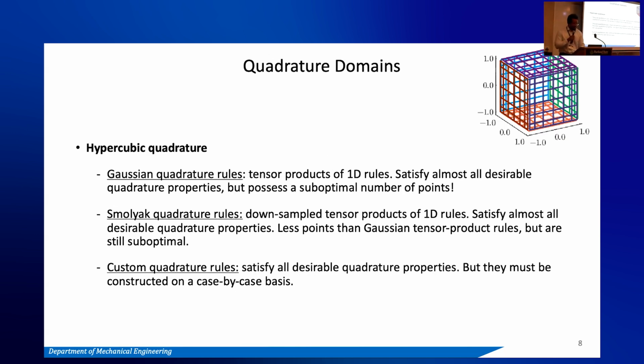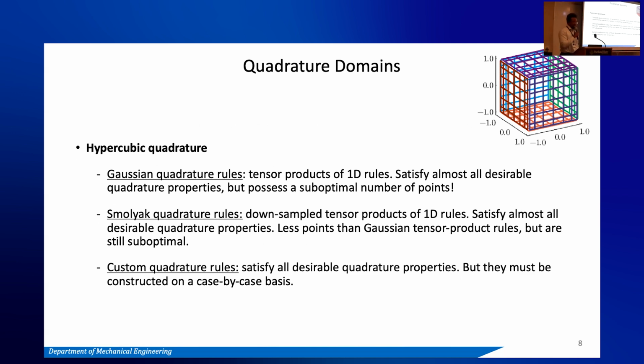All right. So we'll primarily talk in this conversation about hypercubic and simplicial quadrature rules. Here are probably the most popular procedures for integrating on the hypercube. You can use Gaussian quadrature rules where you take tensor products of 1D Gauss rules. And these, of course, satisfy all your desirable properties except that you have too many points. Okay, suboptimal number of points.